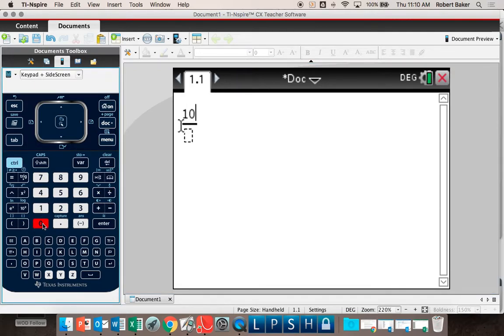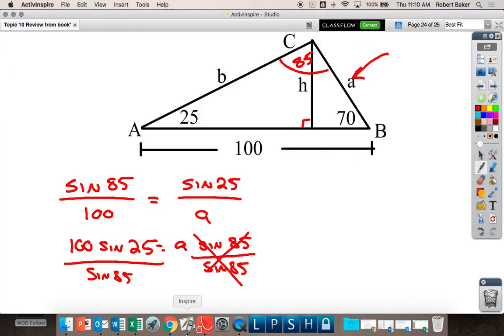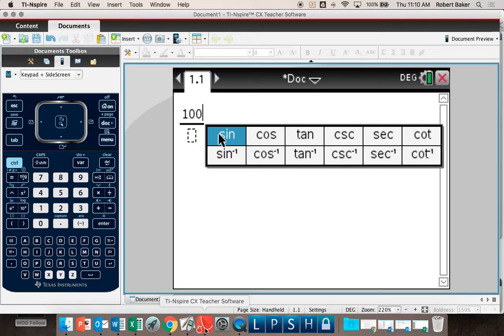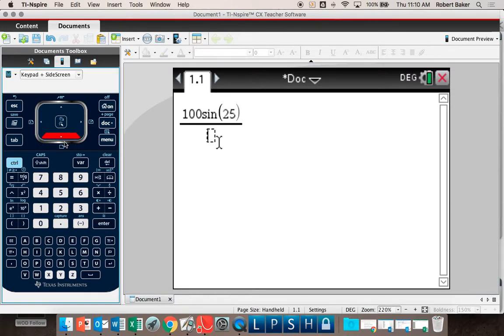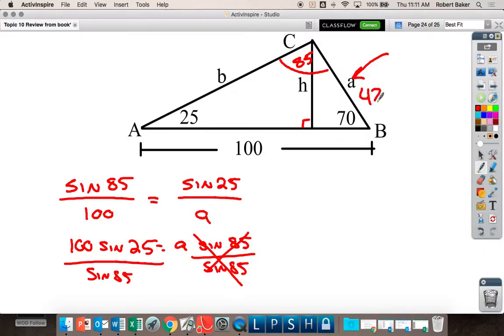Control divide. 100 sine 25 divided by the sine of 85. Boom! 42.4233. And what do the instructions say? Meters, thousands. That's 3 decimal places. 42.423. Cool.